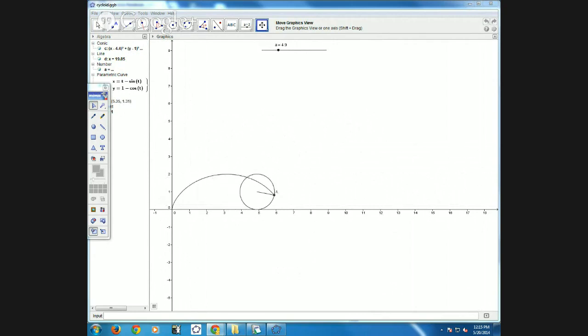So the questions we're going to answer are: how do you do slope with parameterizations? How do you do area? How do you do arc length?